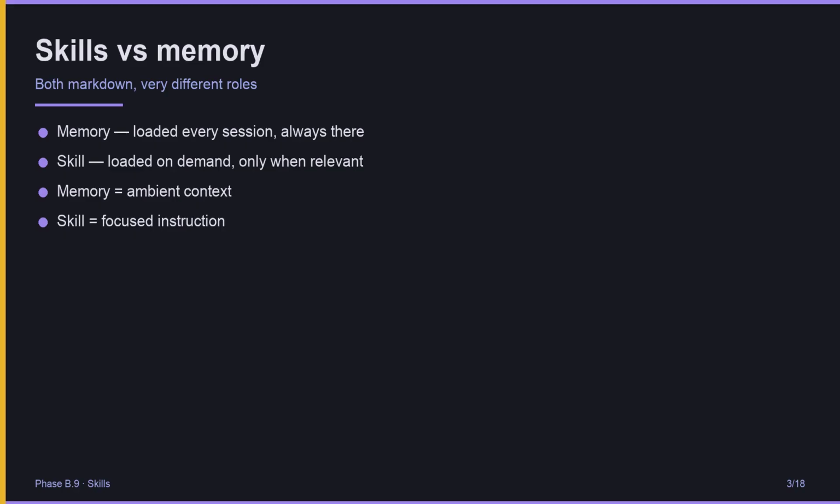How is a skill different from memory? Both are markdown. But the roles are very different. Memory, agents.md, is loaded every session, always there. A skill is loaded on demand, only when relevant. Memory is ambient context, like the room you're in. A skill is focused instruction, like a book you pick up when you need it.